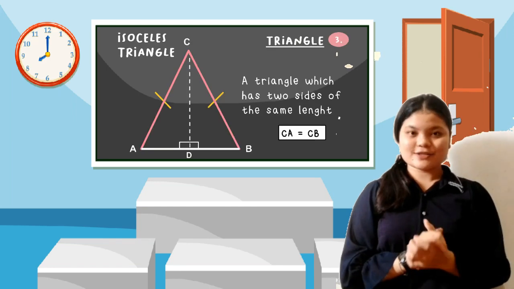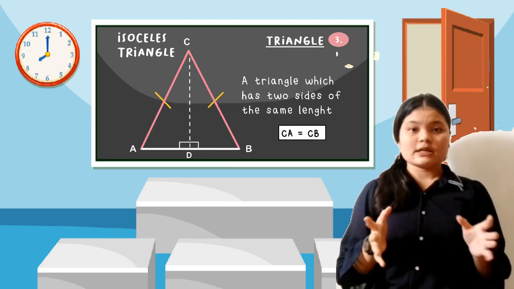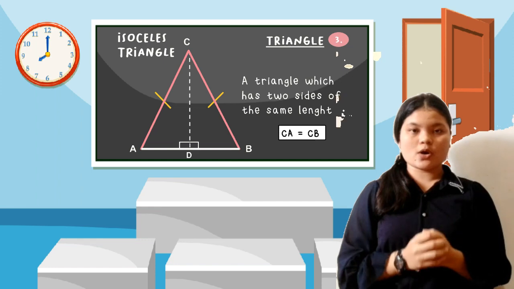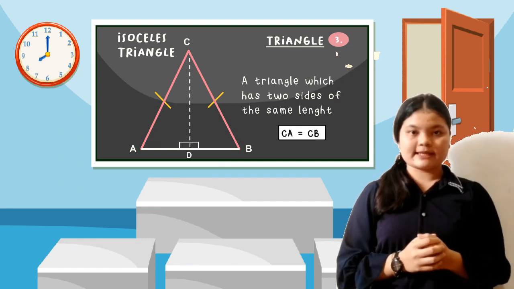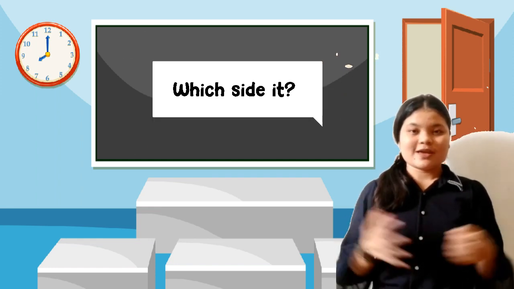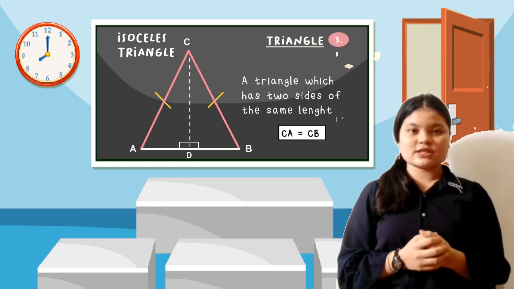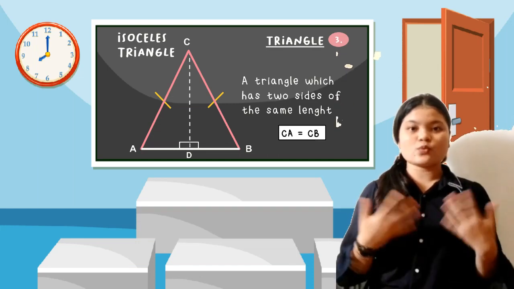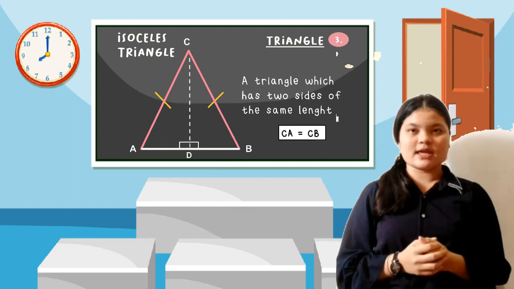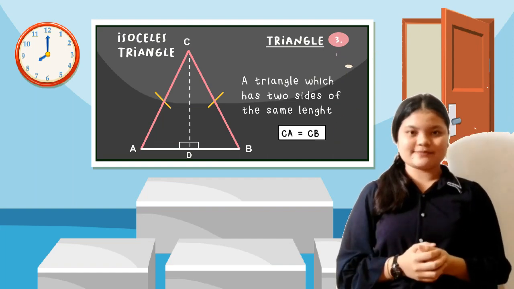Next, there is an isosceles triangle because this triangle has 2 sides of the same length. Which side is it? If we see that the lengths of the sides CA and CB are the same, this is what causes the triangle to be an isosceles triangle.